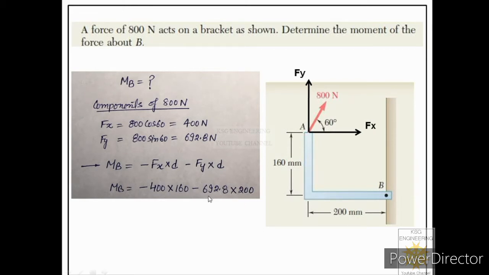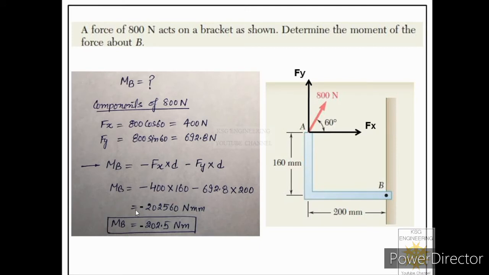So let us solve this now. Then you will get the value minus 202560 Newton millimeters. Fine. So you can convert this into meters as well. That will become minus 202.5 Newton meters. Now here you can see we got a negative sign for the moment generated by this force about point B. So negative sign means that this particular force will generate a clockwise moment. So I hope this numerical is clear to you. Let us move on to the next numerical.